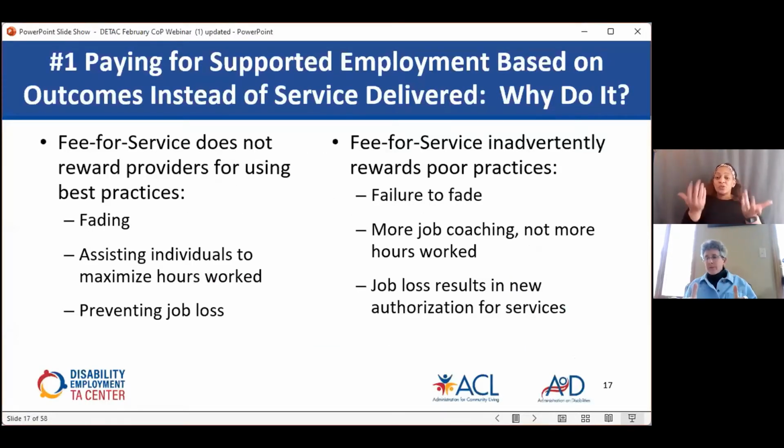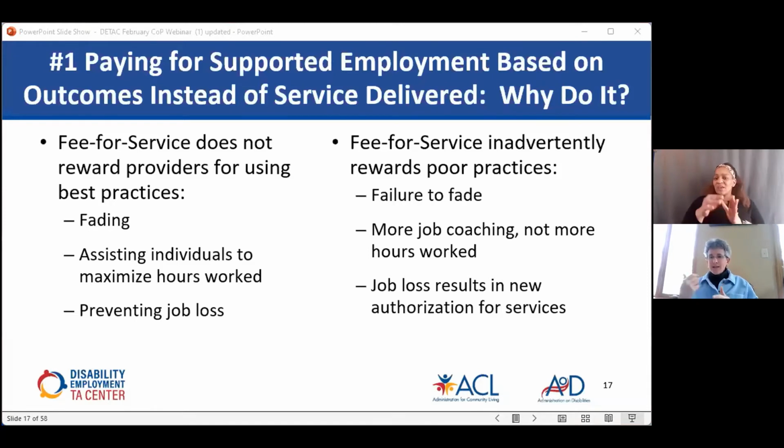So the drive towards paying differently has really come first in supported employment. And I think it's very obvious what the reasons are for that. Fee-for-service does not reward supported employment providers for using what we recognize as best practice. Those are things like fading of the job coach, assisting people to work as many hours as they can, and preventing job loss. Fee-for-service doesn't incentivize any of those practices.